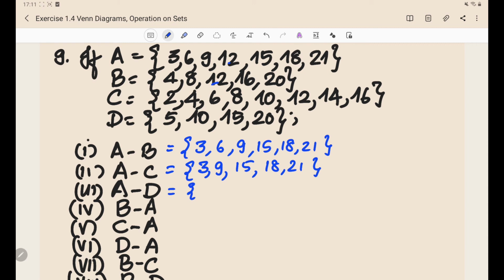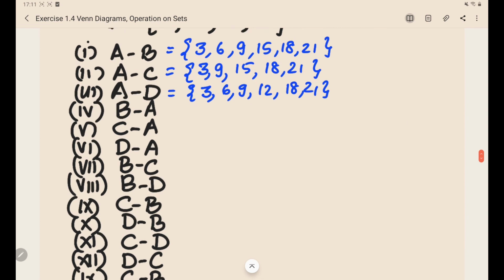Now for the set A minus D. So what are the common elements? Do you see any common elements? Yes, I do see 15. So you can avoid 15 and write all the rest of the elements: 3, 6, 9, 12, again 18 and 21. So these are the elements of A minus D.